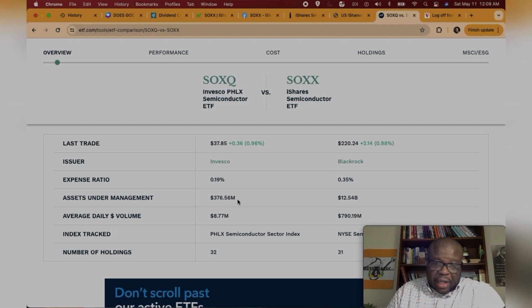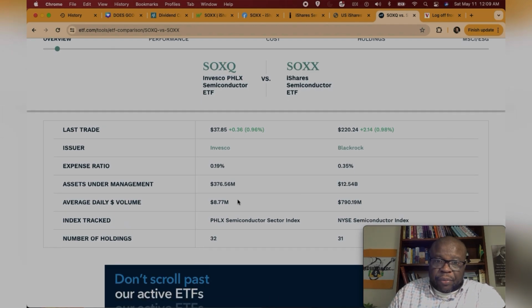The average daily volume, again, as you'd expect, is much heavier in the SOXX ETF because obviously more people are trading it. $790 million worth of trades daily, and only about $8.7 million in SOXQ daily.